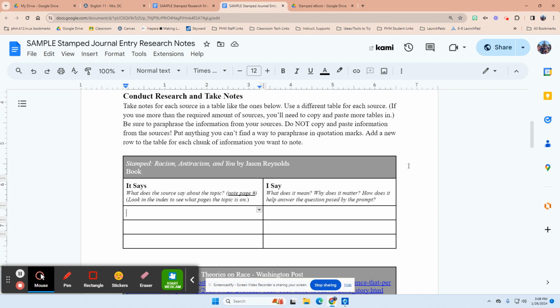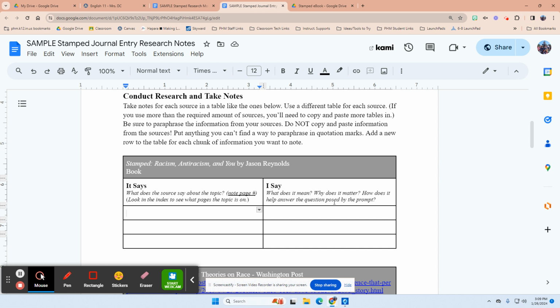So when I'm taking notes from a print source, I like to go ahead and annotate that copy of my print source. And since you can write in your books, that is what I recommend that you do. And I'm going to model that process for you right now.